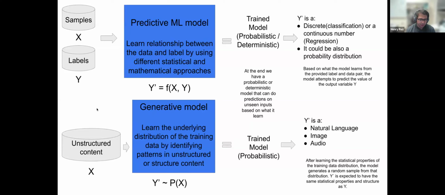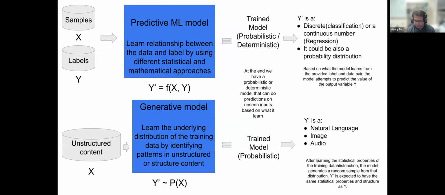So what about a generative AI model? Generally, we provide the model with unstructured content, which means pictures, images, text. So the model is going to internally learn, and try to estimate parameters of the underlying distribution of my training set. And using that information, I can attempt to predict the probability distribution that defines my data. So I'm going to have a trained model that is probabilistic, and I can use that model to generate natural language, images, audio, etc., depending on the modality of the model.